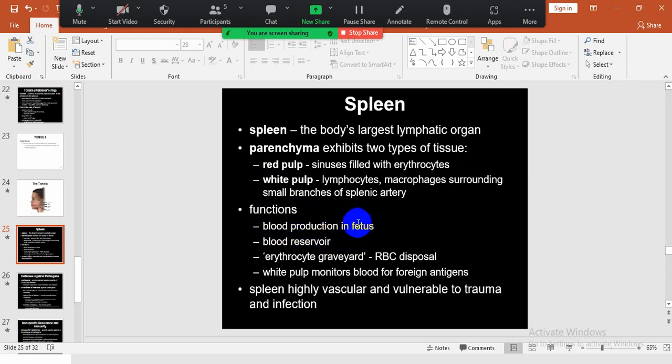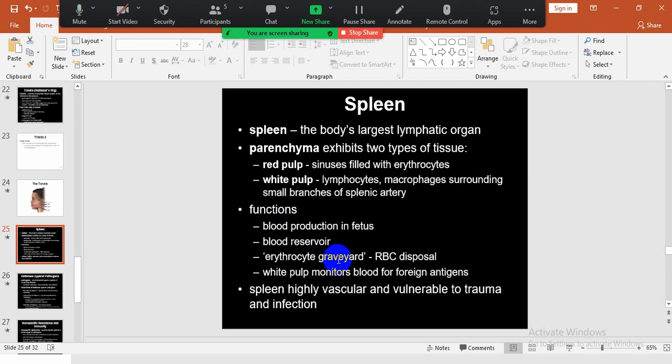That's when a baby is developing in the womb, we call it what? Fetus. And the fetus does not have bones that produce blood. It's the spleen that produces red blood cells for them. It also is a blood reservoir. This is the graveyard for red blood cells. This is where the red blood cells are killed when they are of age.